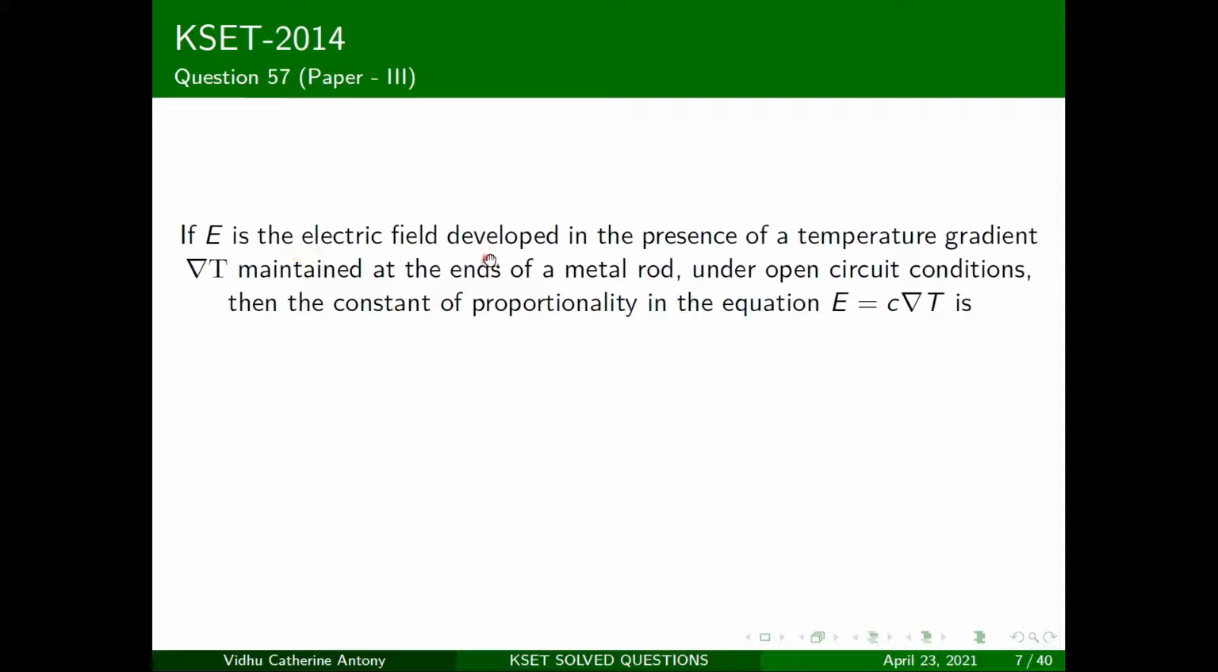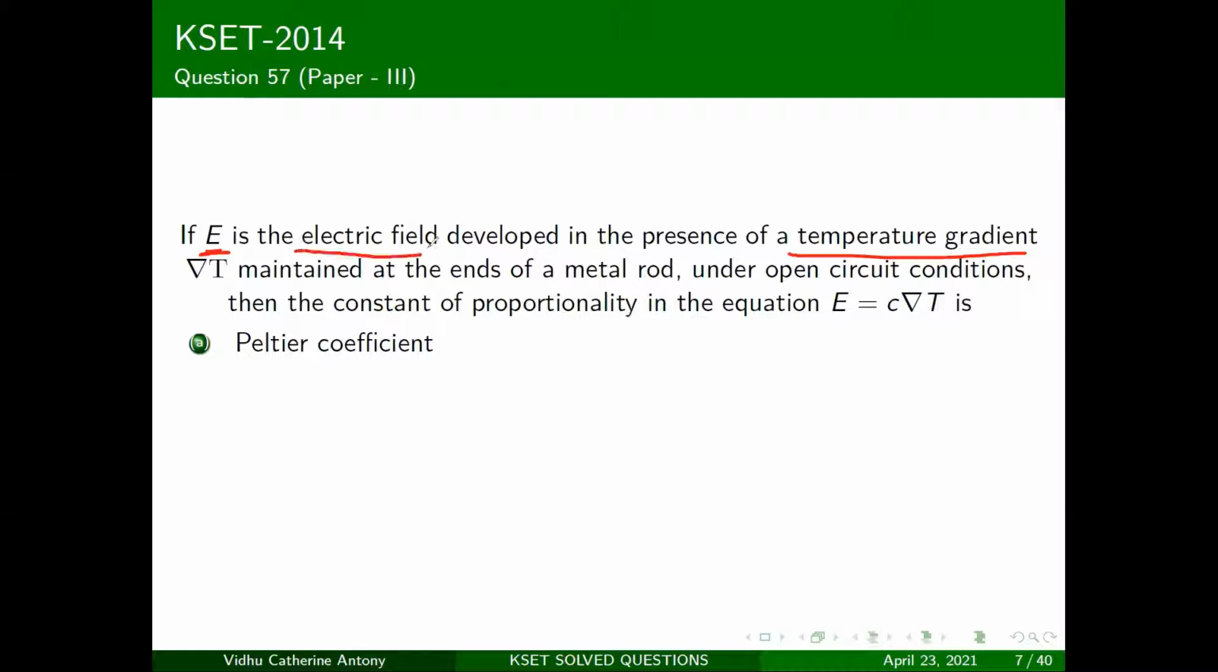If the electric field, be careful. If the electric field developed in the presence of a temperature gradient, delta T, maintained at the ends of a metal rod under open circuit conditions, then the constant of proportionality in the equation E is equal to C gradient of T is what? Let's read it again. If the electric field E is developed in the presence of a temperature gradient, so the electric field that you have here is developed in the presence of a temperature gradient.